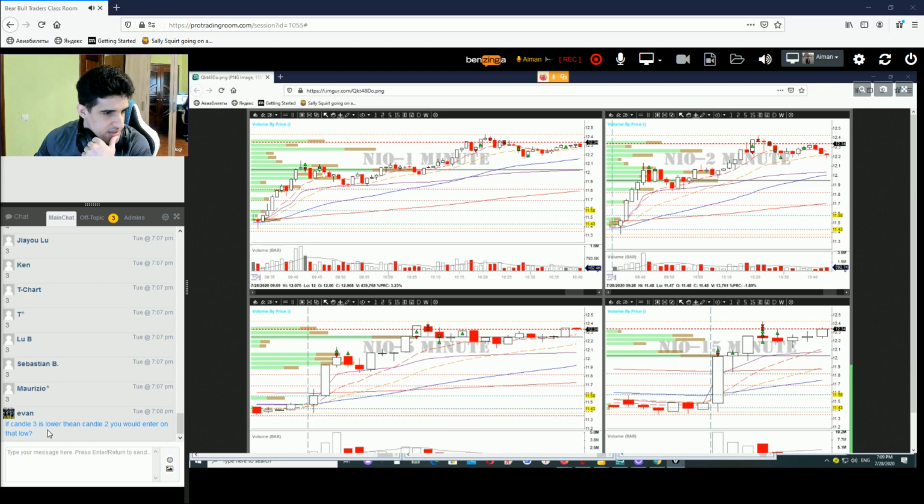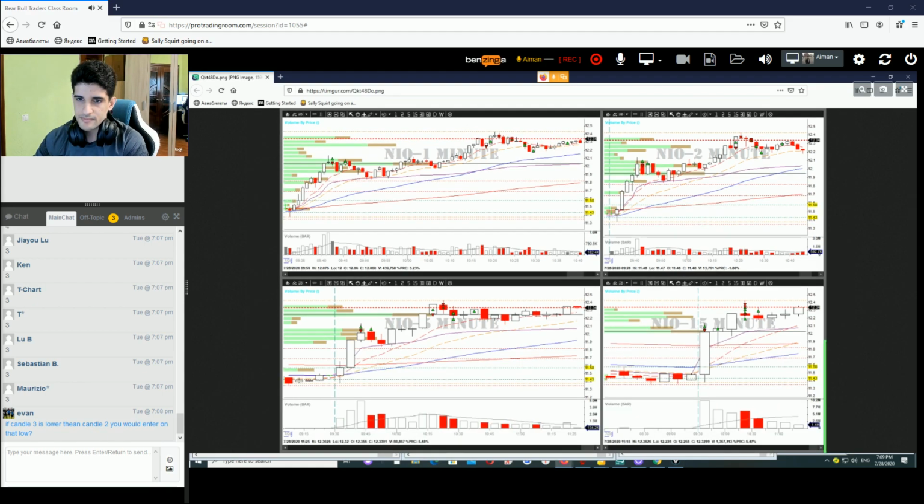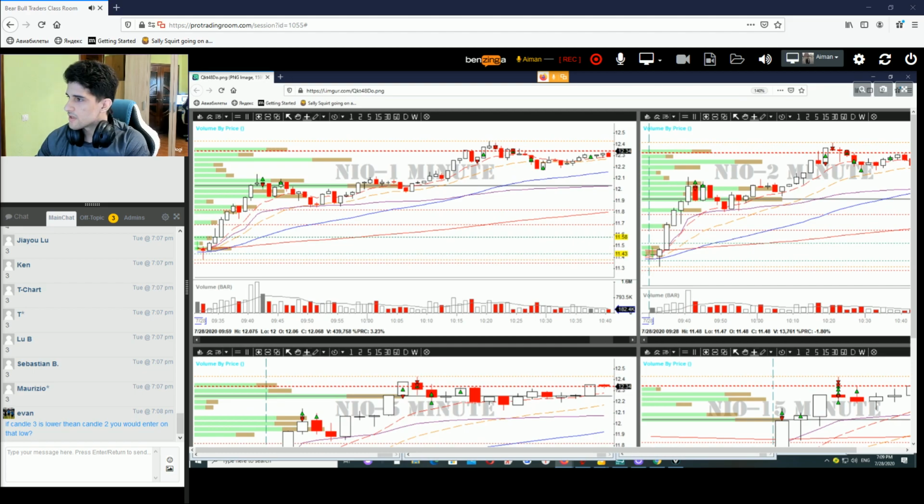If candle 3 is lower than candle 2, would you enter on that low? If this candle is lower than this candle, right? Let's say this is like that. In this case, it's either this as stop loss, or this as stop loss. Safest to have it at the previous weak point right there, not this one.